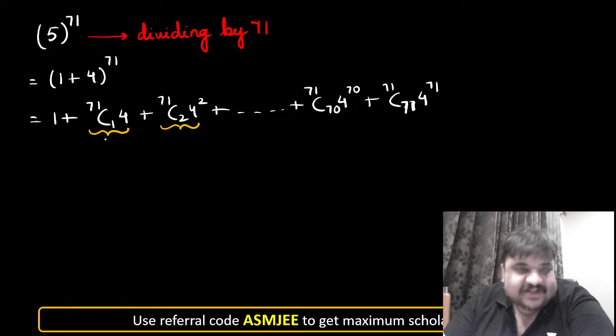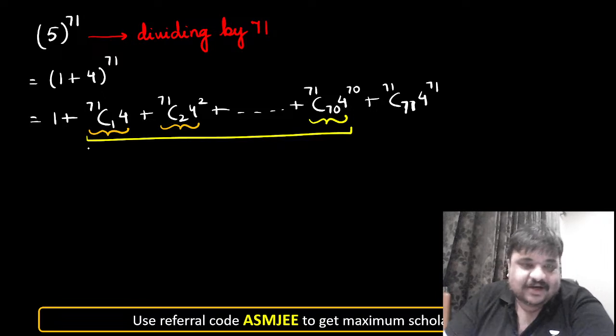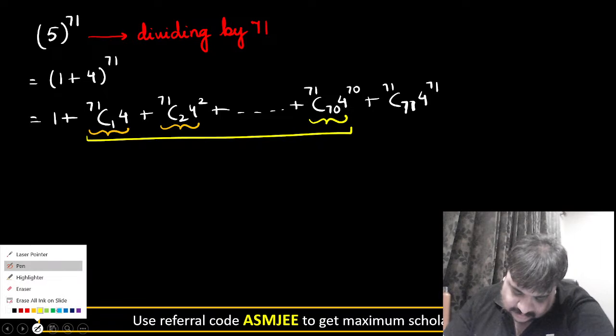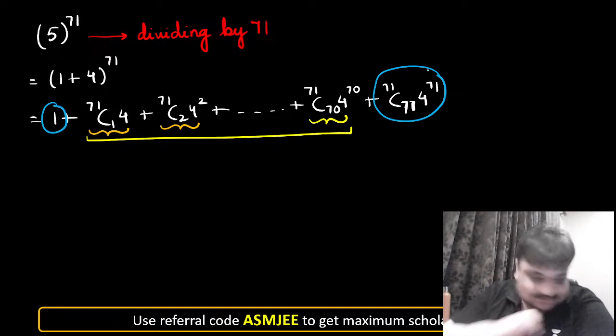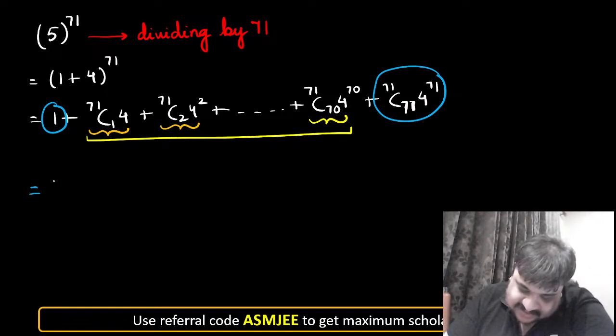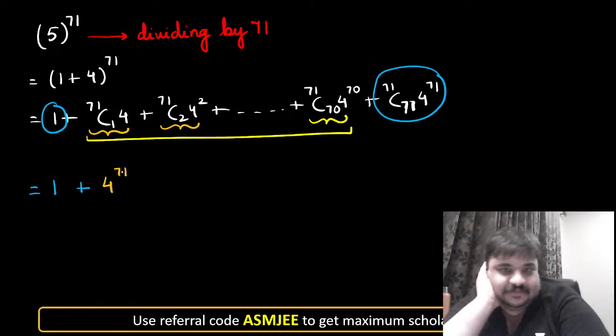So this term will have 71 as a factor. Prime number, nCr, nCr, nCr will all have 71 as a factor. So they contribute nothing except these two. This and this. So what you are left with is 1 plus 4 raised to 71. This is what you are left with.